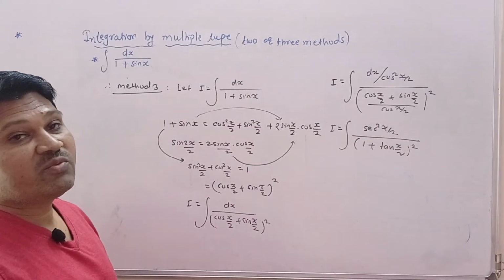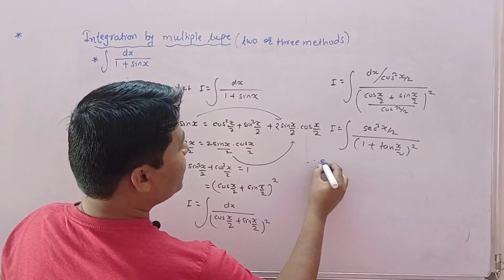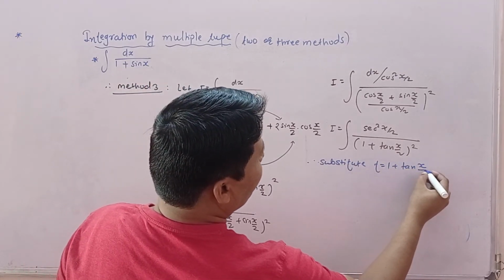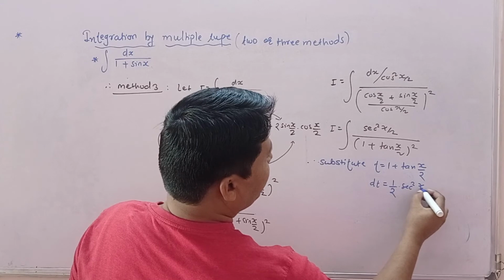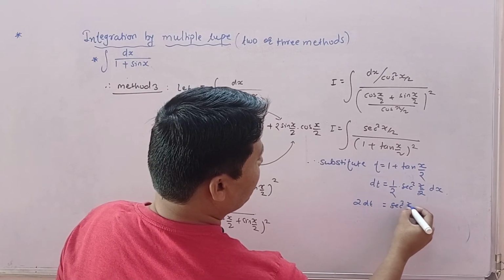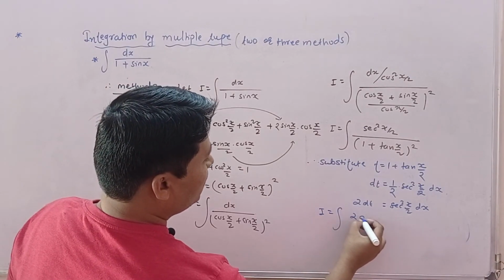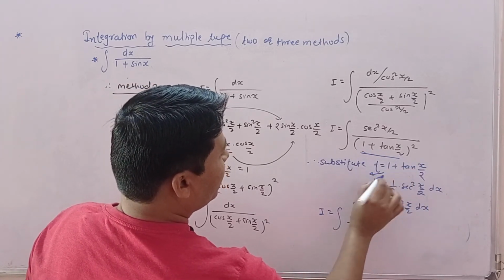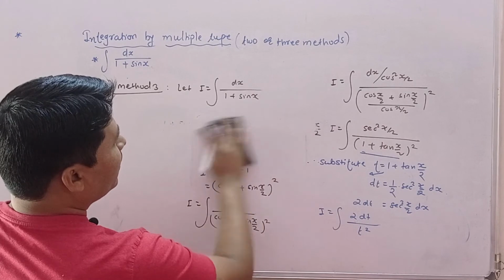And now I use the substitution method. We know that the derivative of tan x by 2 involves sec square x by 2. Therefore substitute t is equal to 1 plus tan x by 2. Then we get the derivative dt equal to 1 by 2 sec square x by 2 dx. Now this integration becomes the integration of 2 dt upon t square. Now these are simple integrals, and then we can find the solution.